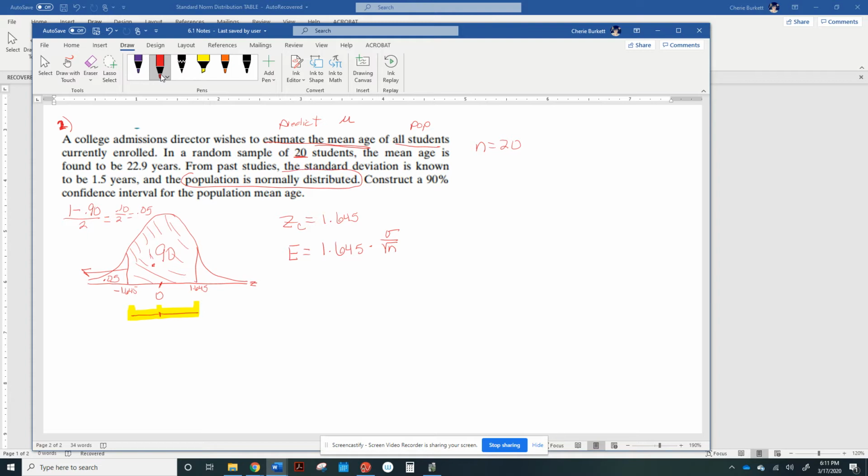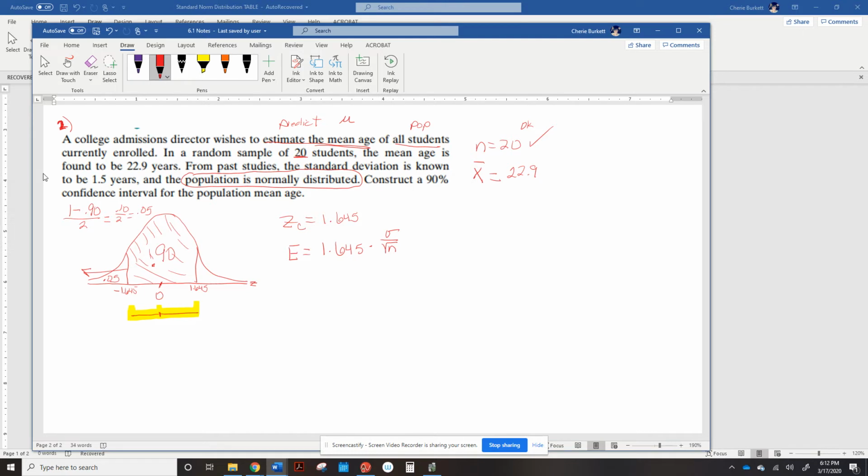And there's where it says our population is normally distributed. So this is okay to be smaller than 30 because our population was normally distributed. The mean age of the sample, so that's the sample mean. The sample mean is 22.9.